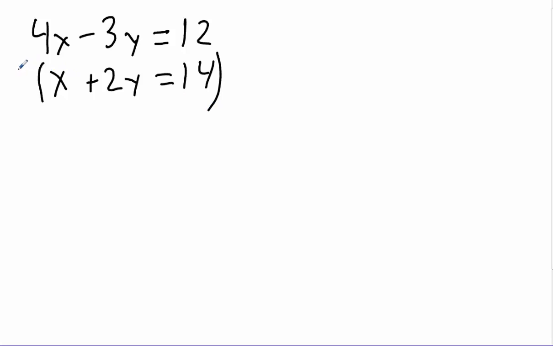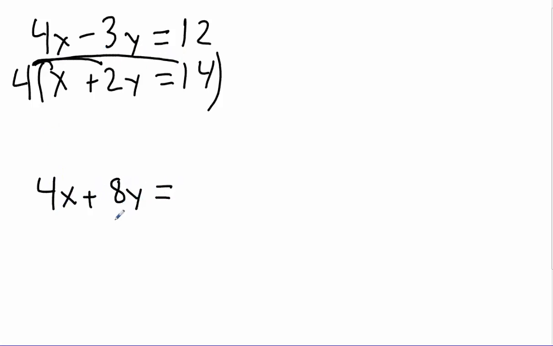multiplication step. So the common number between 4 and 1 is 4. In order to make a 1 become a 4, we need to multiply by 4. Now, in order to make this equation stay true, we must multiply 4 by every single term in the equation. So it's going to become 4x plus 8y is equal to 56.